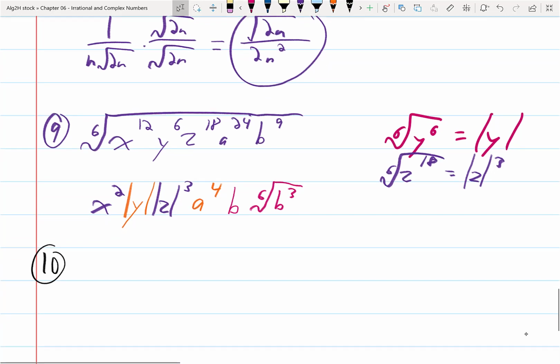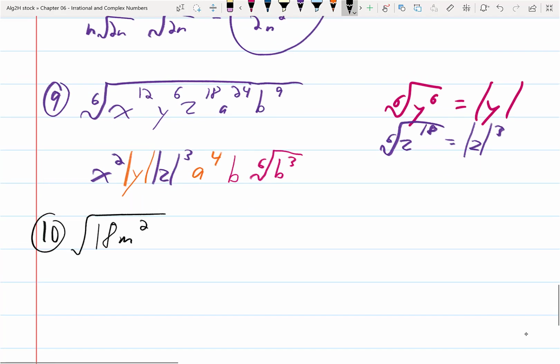In number 10, we're going to simplify just something a little bit simpler than number 9, root 18m squared. Go ahead and pause the video, do this, and then come back. And you're back. Root 18 is easy. That's 3 root 2. So 3 is going to come out, and a radical 2 is going to stay in.